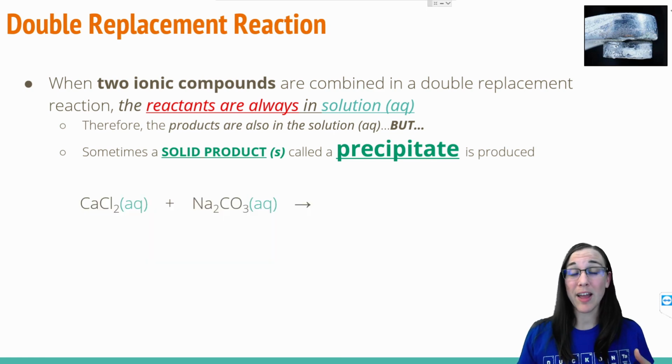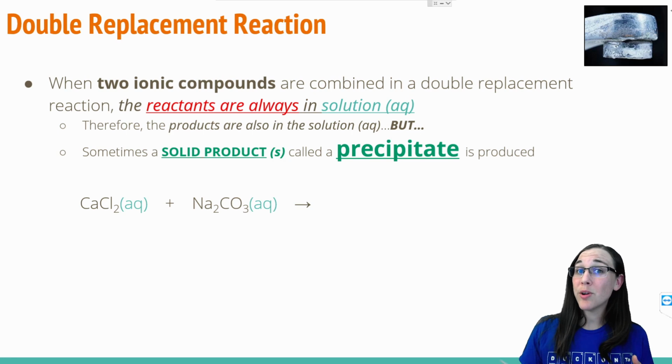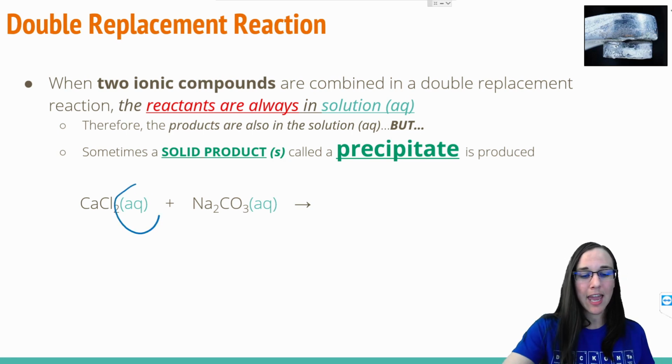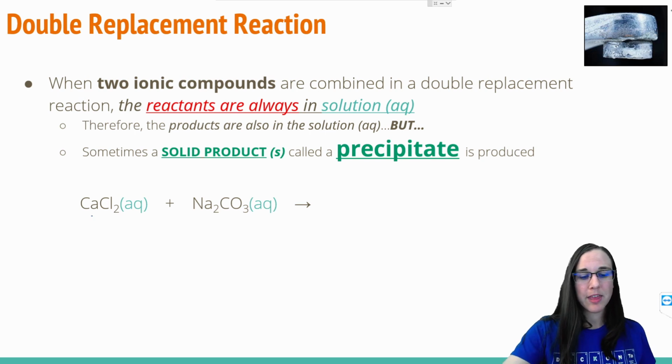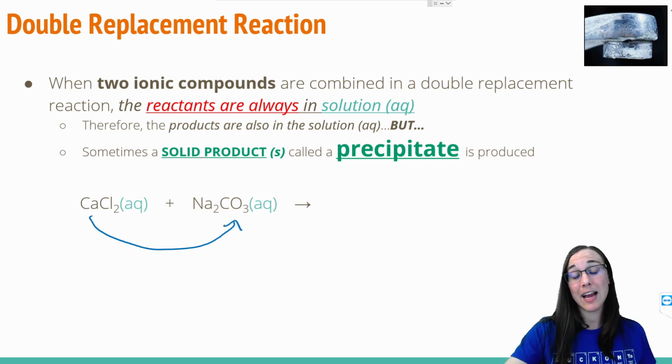So for example, if I had calcium chloride reacting with sodium carbonate in solution, hence the AQs after each one of those, they would undergo a double replacement reaction where the cation of one would pair with the anion of the other, and we would end up with the products of calcium carbonate and sodium chloride.